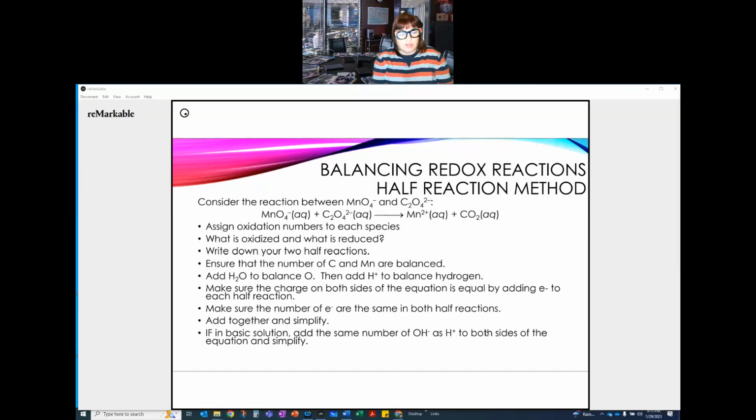And there are several ways that we can do that. I might just tell you, here are your products, and expect you to write those formulas. You may find this in a standard reduction potential table, in which case you would see it there. We'll talk about that when it's time.